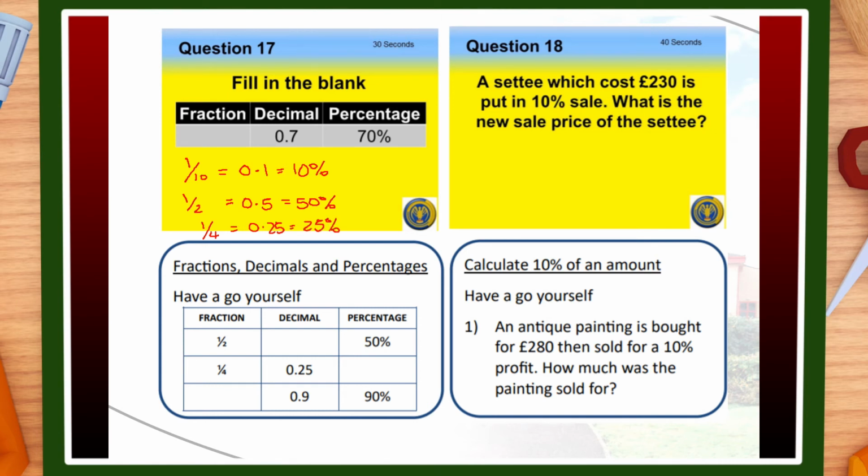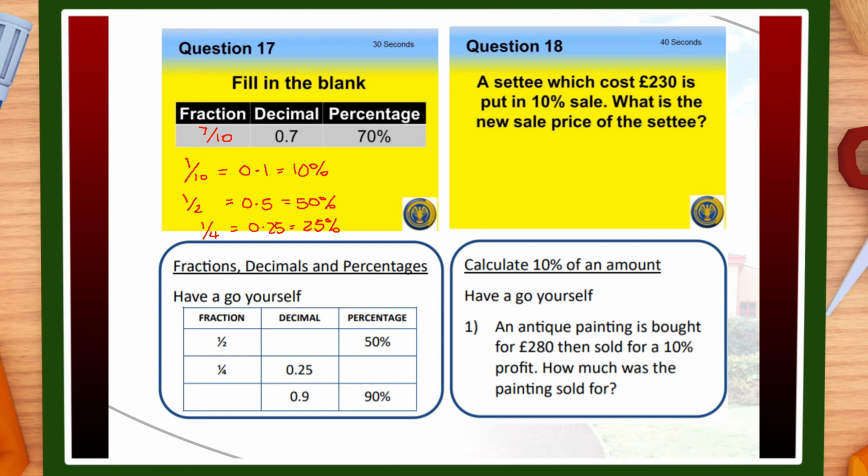In this case, we're talking about 7 tenths, 0.7, which instead of being 10% is 70%. So 70%, 7 tenths, and we write that fraction as it is 7/10. Again, you might want to try the ones below.